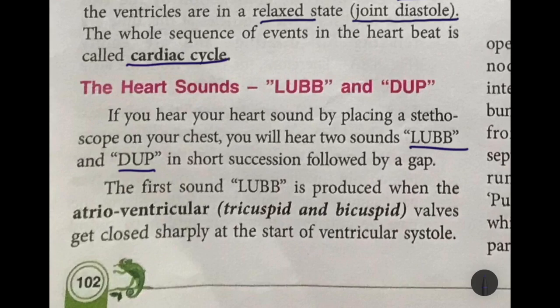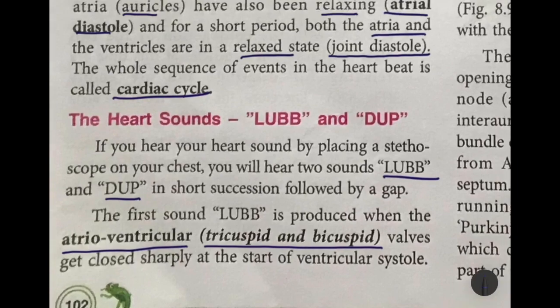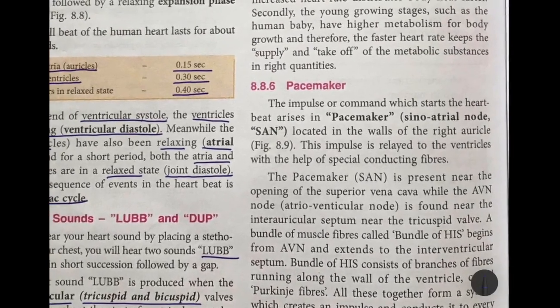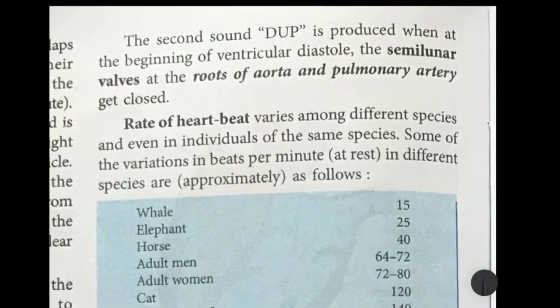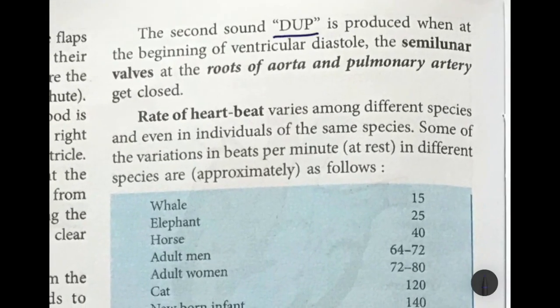Okay, so the first sound lub is produced when the atrioventricular valves, that is the tricuspid and bicuspid valves, get closed sharply at the start of the ventricular systole, so that they do not allow the backflow of blood. And the second sound dup is produced at the beginning of ventricular diastole, when the semilunar valves at the roots of the aorta and pulmonary artery get closed. So actually you are hearing the sound of the valves closing.